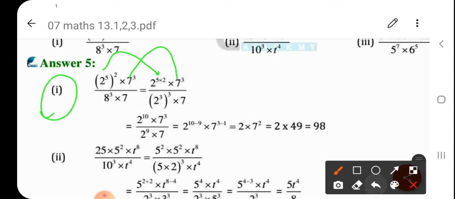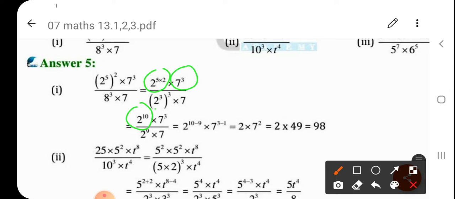And then you can see here 8 raised to 3 is given. So 8 is equal to 2 raised to 3, and this power 3 you have to write here. So this 8 raised to 3 you can write here as 2 raised to 3 raised to 3, and this 7 as it is. Now 2 raised to 5 into 2 is equal to 2 raised to 10. The 7 as it is. This one 2 raised to 9 and 7 here as it is.